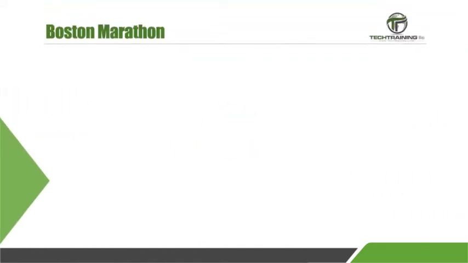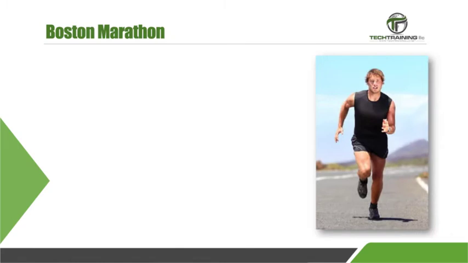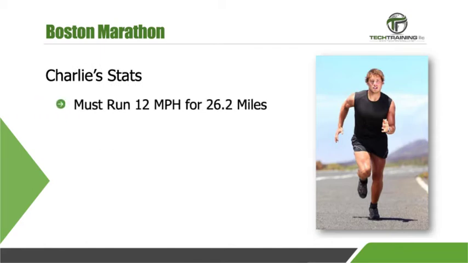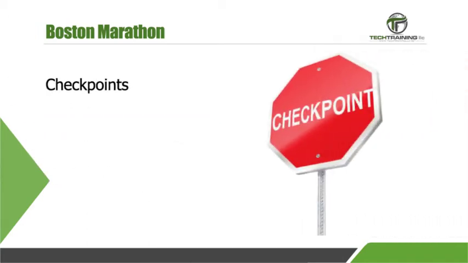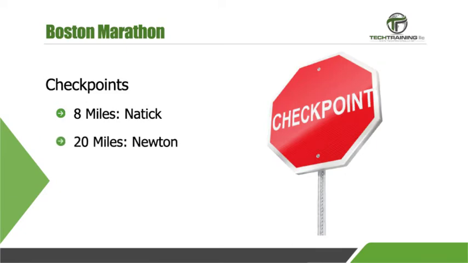Let's use an example. Imagine your friend, Charlie, is going to run the Boston Marathon, and if he can maintain a pace of 12 miles per hour, he can finish the race in 2 hours, 11 minutes, giving Charlie a reasonable chance of winning the race. Charlie is obviously an excellent runner, but his biggest weakness is he cannot maintain a pace over 13 miles per hour for any distance greater than 5 miles. To make sure Charlie stays on pace of 12 miles per hour, you set up a checkpoint in Natick at the 8-mile mark and in Newton at the 20-mile mark.